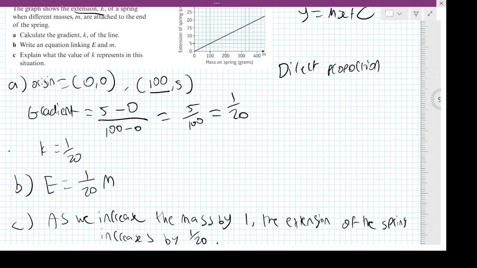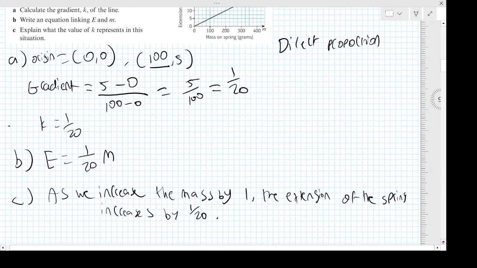So yeah, there we are. As you can see, we basically said that as m increases by 1, E increases by 1 over 20, by the gradient. But I gave the real life meaning of what the question was talking about, right? Well, not m, but the mass, and not E, but the extension of the spring. So I'm basically copying what's given to me in the sentence to describe exactly what it means in terms of the situation, to contextualize it. But there we are. Cool.